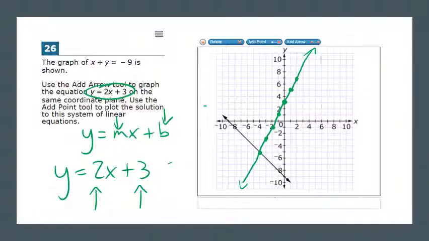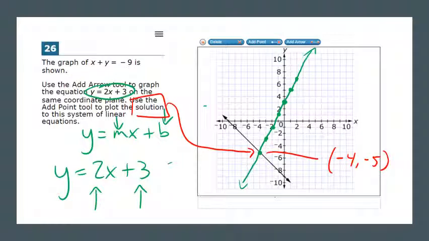Now what the question is asking you to do is to find the point that is the solution. One thing that you need to remember is that the solution is nothing more, nothing less than the point in which these two lines cross. So this point here where they cross is going to be at -4, -5. And that would be your entry for your answer here. So two skills. Number one, graph the line, and number two, figure out where they cross to find the solution.